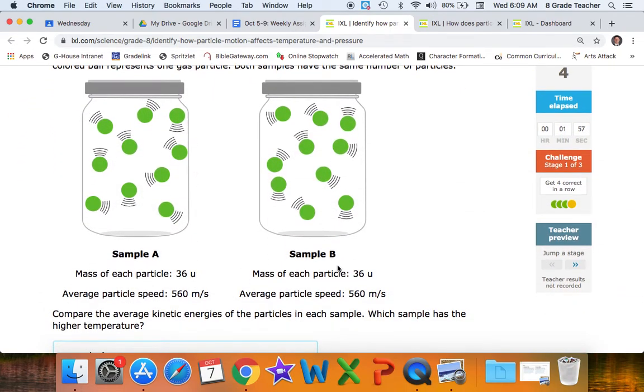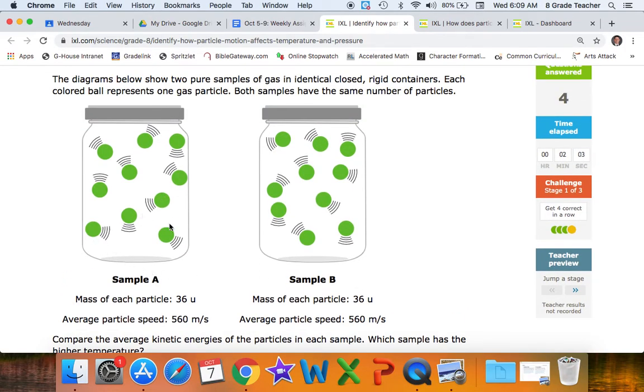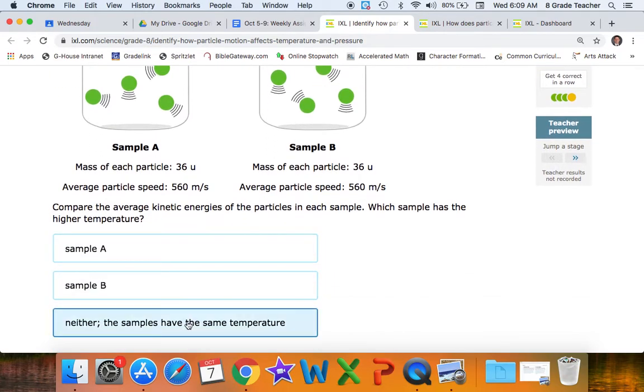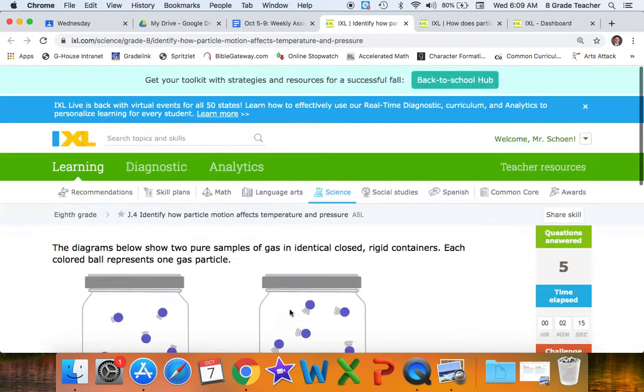Sample A and sample B, 36, 36, 560, 560. Which one has the higher temperature? Take a look. 1, 2, 3, 4, 5, 6, 7, 8, 9, 10. They've got all three factors that are the same. They should be the same temperature. I got that one right.